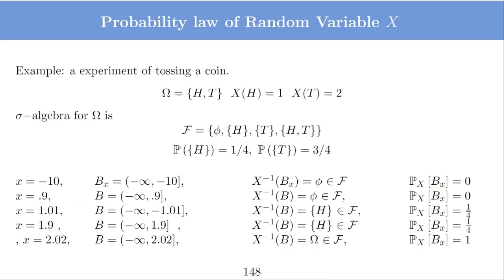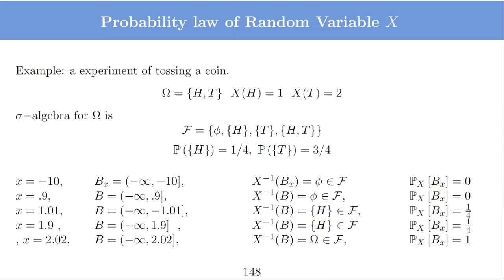Now what we do is we take a specific Bx of the form minus infinity to x, and let us see what the probability measure of those will be. So if x is minus 10, Bx is minus infinity to minus 10, then X inverse of Bx is the empty set phi. So the probability law of this Bx is nothing but the probability of the X inverse of Bx, and X inverse is phi. So this will be equal to the probability of phi, and the probability of phi is 0. Similarly, if you take 0.9, you get the same answer.